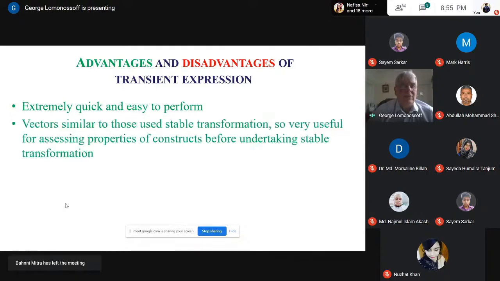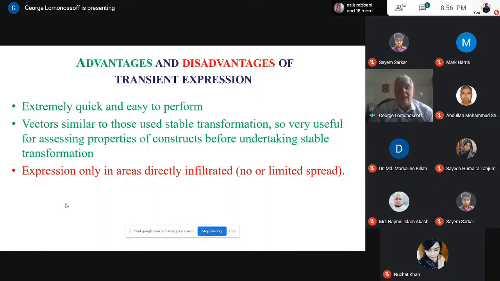The vectors are extremely similar to those used for stable transformation. They're little adjustments in certain cases, but they're basically the same. So if you want to go on to stable transformation, you can more or less use the same constructs. If you identify something you really like, you can say, well, I need a large amount of it. I want to use stable transformation. Well, you can then go forth very easily and do that.